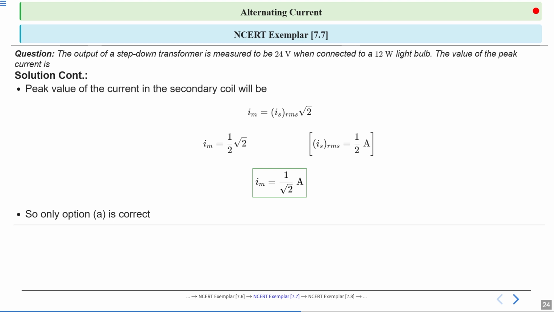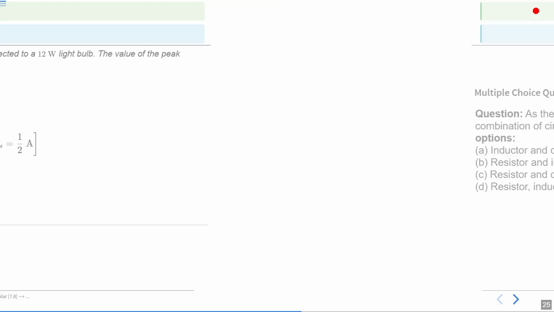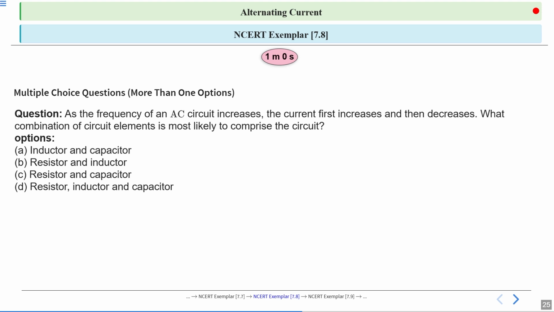So only option A is correct. Got it? Now, multiple choice questions are there, this is the second type of multiple choice questions, where more than one option is correct.